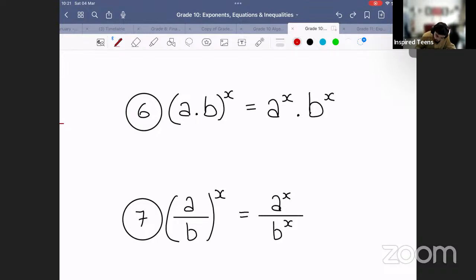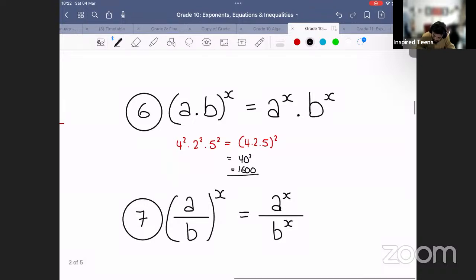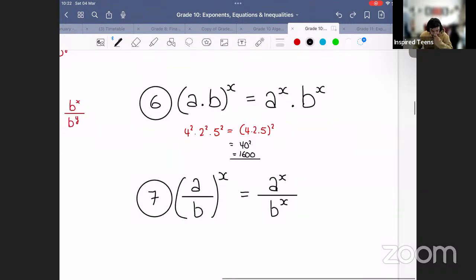Okay, so obviously, if you want to work backwards, if I have something like 4 squared times 2 squared times 5 squared, I could write this as 4 times 2 times 5, all squared. 8 times 5, 40 squared. Yeah, don't quote me on that. Basically, that's how you can do that. Okay, that makes sense. Let's move on to the next one.